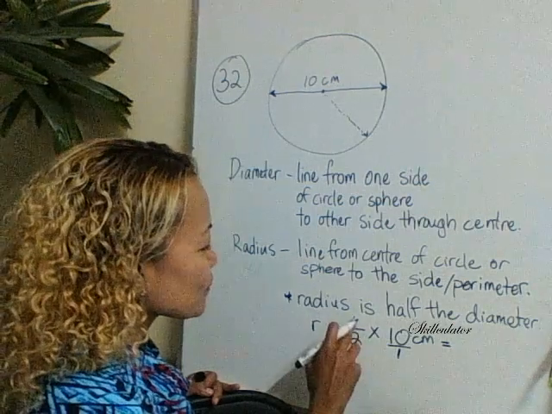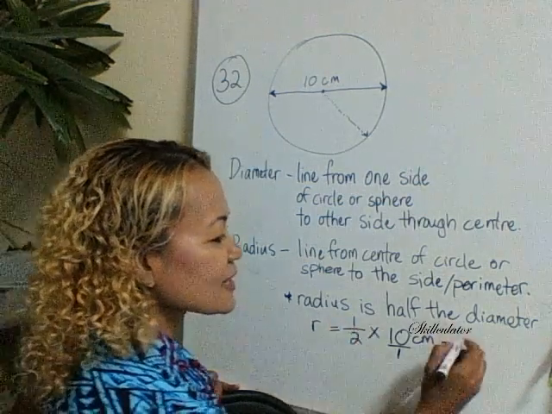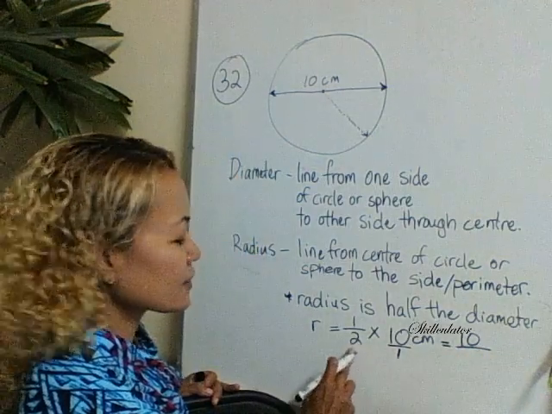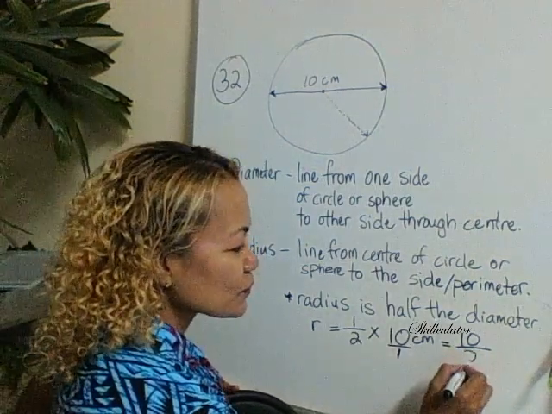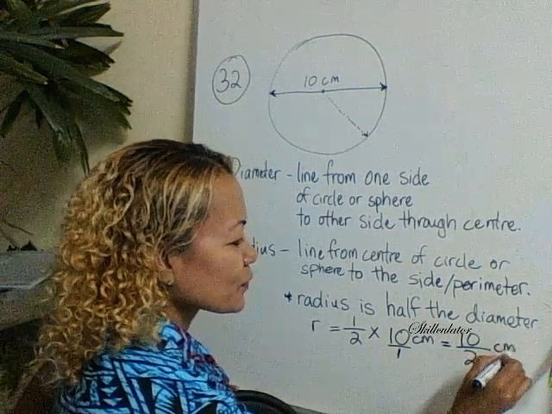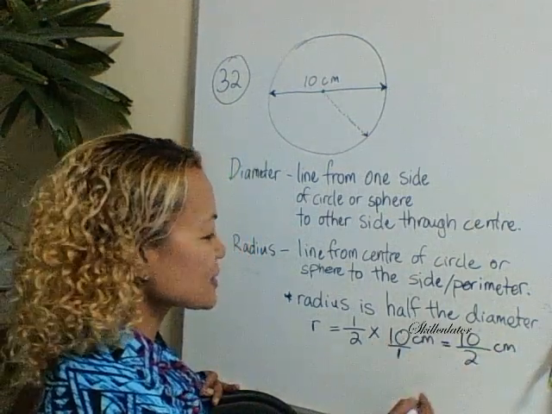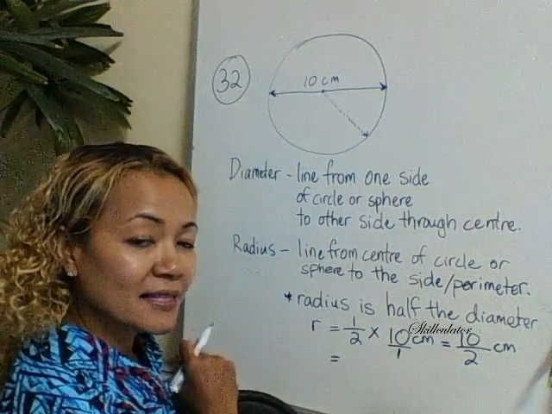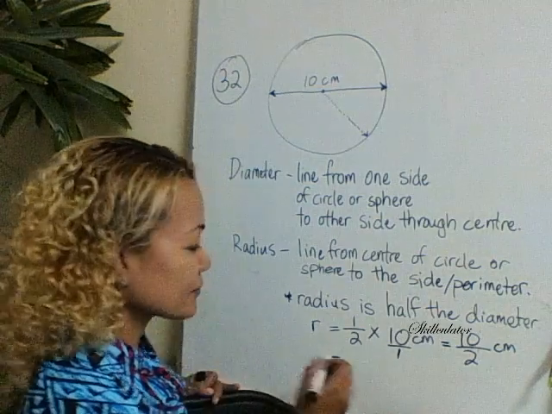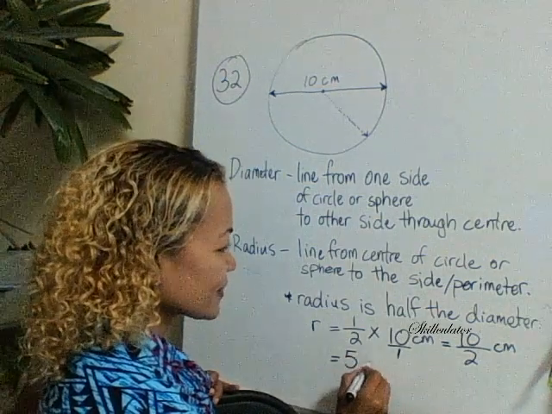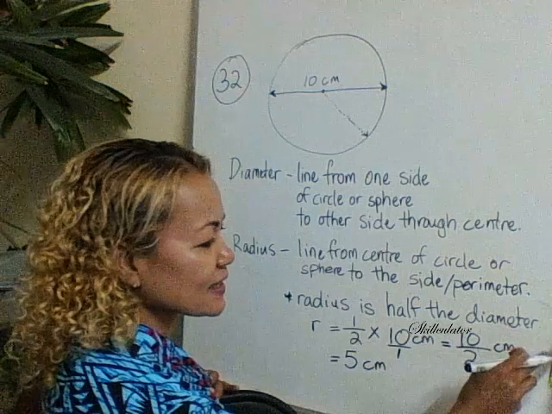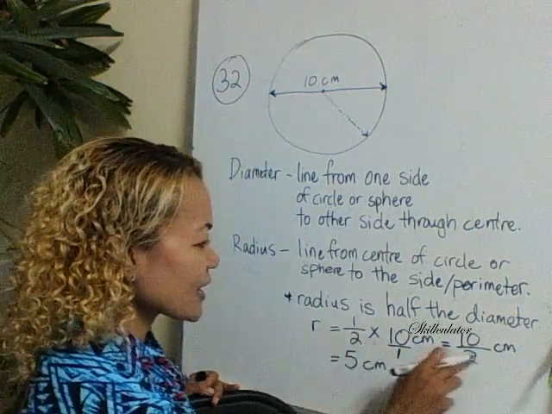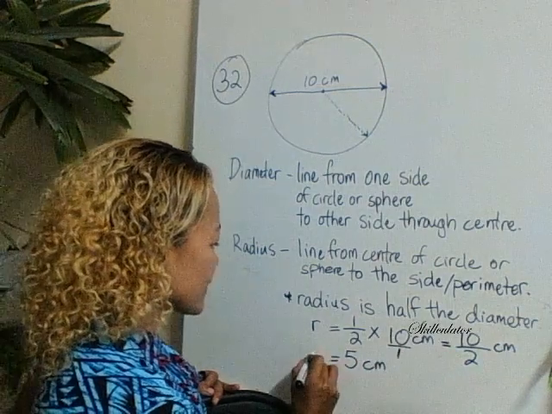What does that equal? You multiply the numerators. 1 times 10 is 10, over 2 times 1 on the bottom, which is 2. So it equals 10/2 centimeters, which is also equal to 10 divided by 2, which is 5 centimeters. So that radius is equal to that, which is also equal to 5 centimeters.